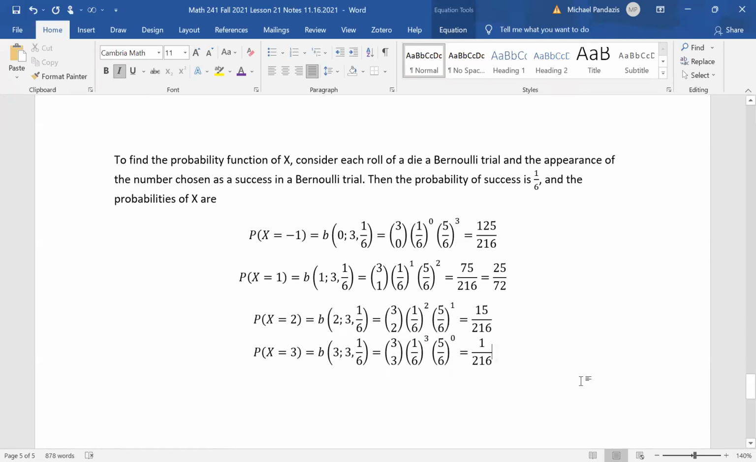There's a 1/216th chance that when you choose a number at random, and you roll 3 dice, all 3 dice are the number you chose.